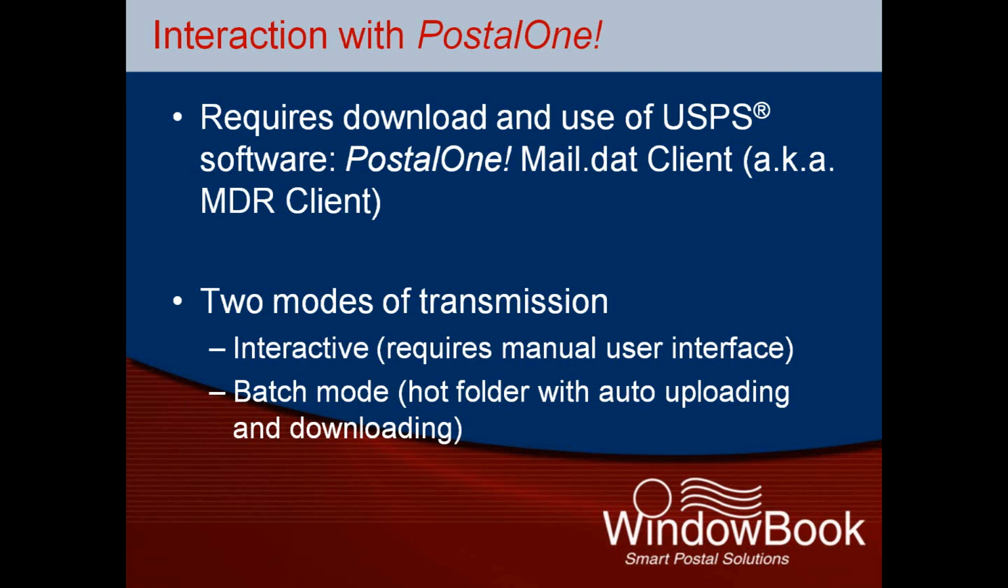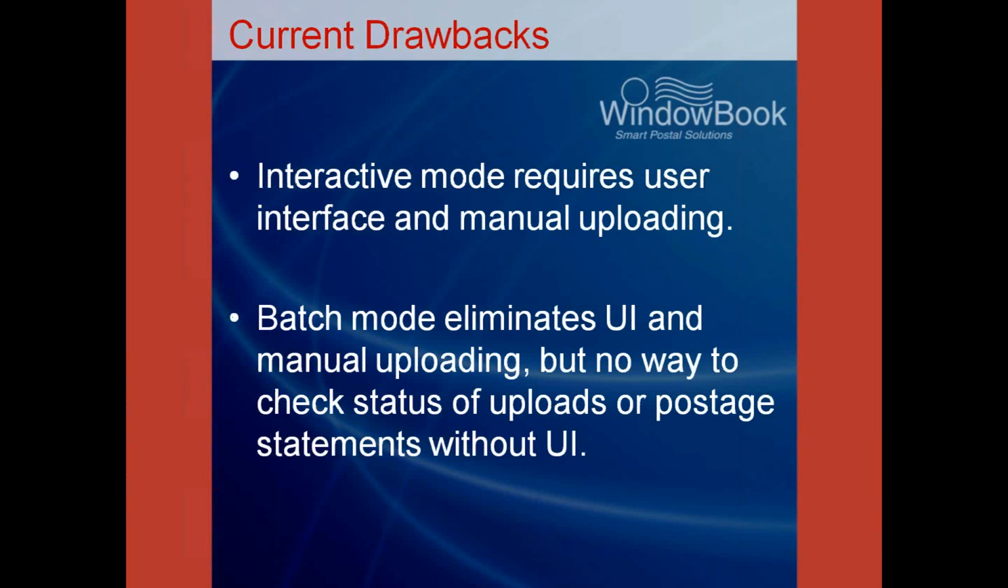There are two modes of transmission in PostalOne. The first is interactive, which requires a manual user interface, or UI. The second is batch mode, which essentially operates like a hot folder, and this is used for automated uploading and downloading. Both of these modes currently have some drawbacks. The interactive mode requires the user interface and manual uploading. The batch mode is more automated and eliminates the UI and manual uploading. However, there's no way to check on the status of the uploads or the postage statements without manual intervention using the user interface.